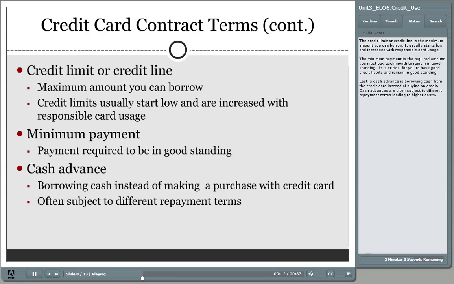The minimum payment is the required amount you must pay each month to remain in good standing. It is critical for you to have good credit habits and remain in good standing. Last, a cash advance is borrowing cash from the credit card instead of buying on credit. Cash advances are usually subject to different repayment terms, leading to higher costs.